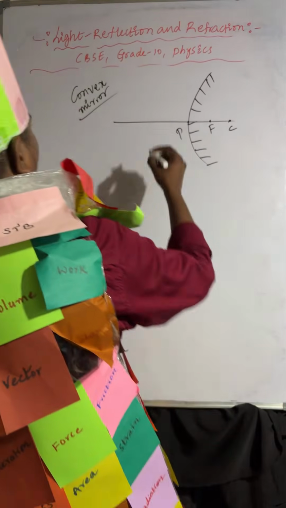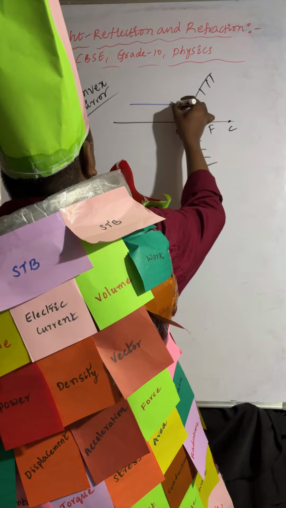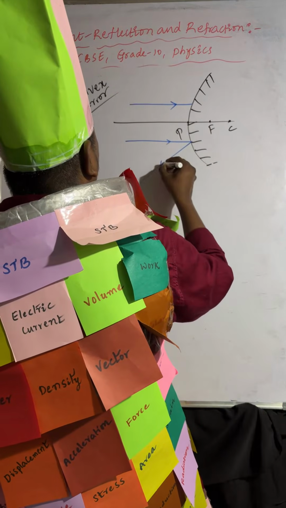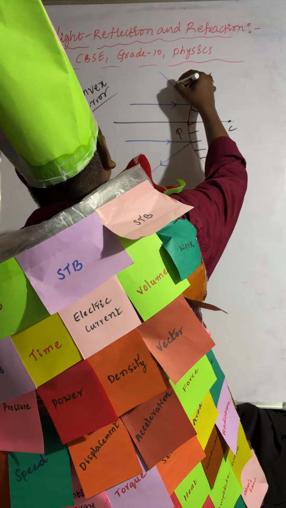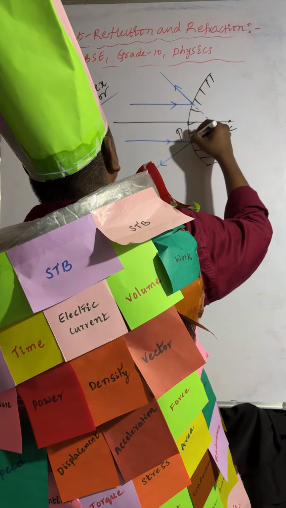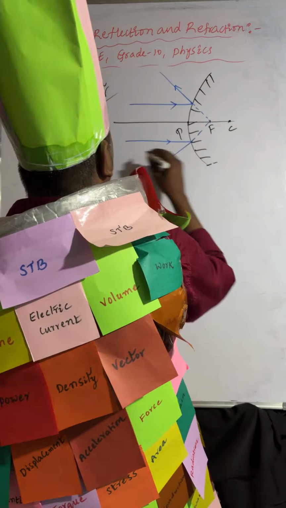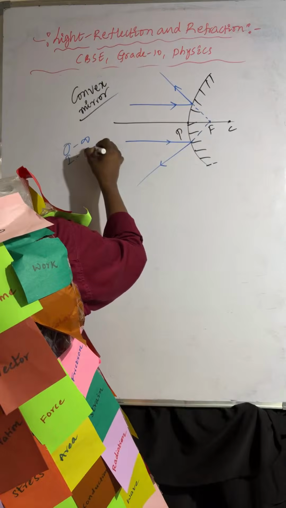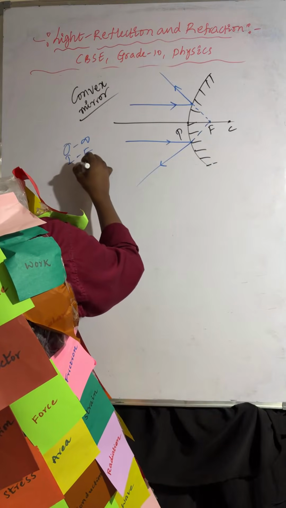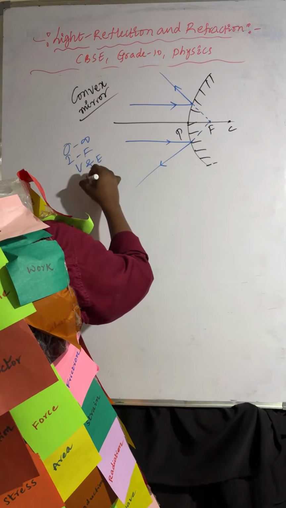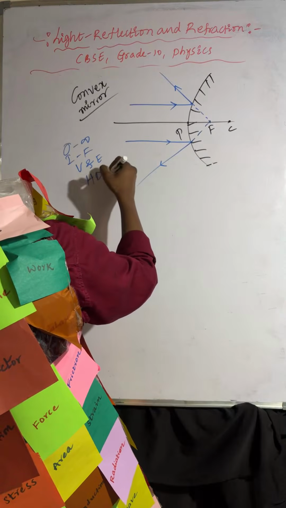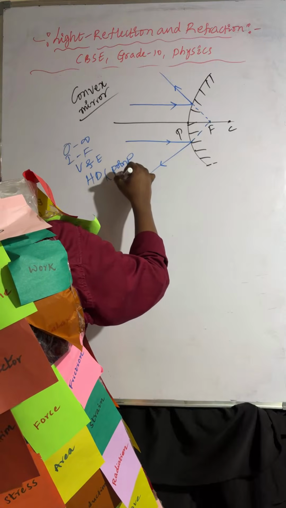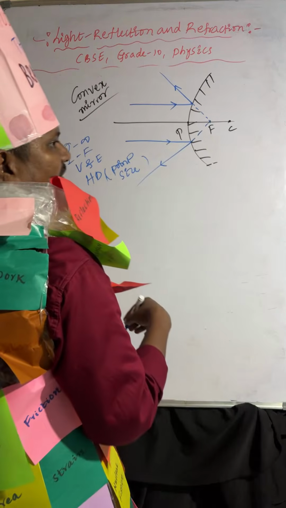Object is placed at infinity. How many light rays are required? Minimum 2 light rays are required to form the image of the object. So here you can observe if you are extending these light rays, object is placed at infinity, image is formed at focus. Nature of the image is virtual, erect, and highly diminished, or point size. Point size image is formed at focus.